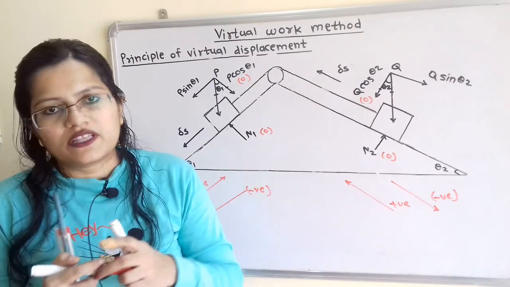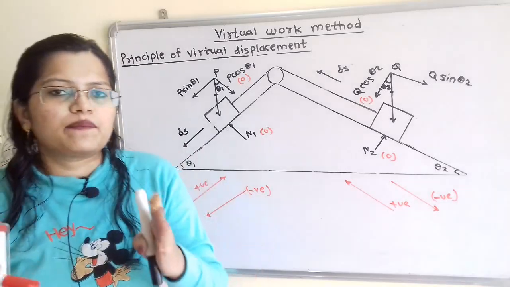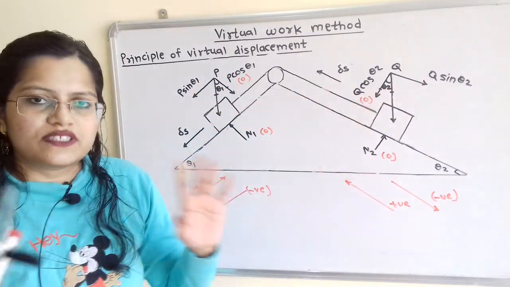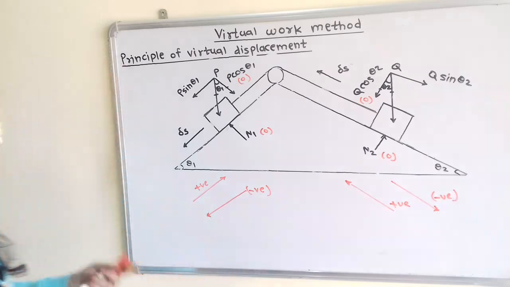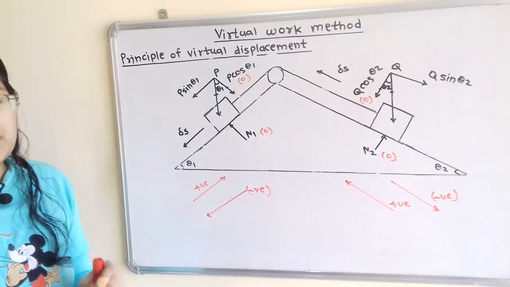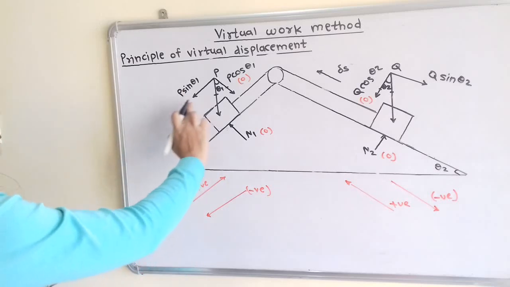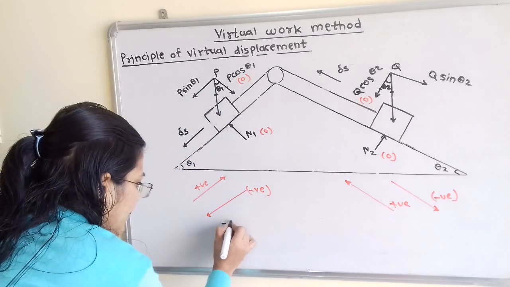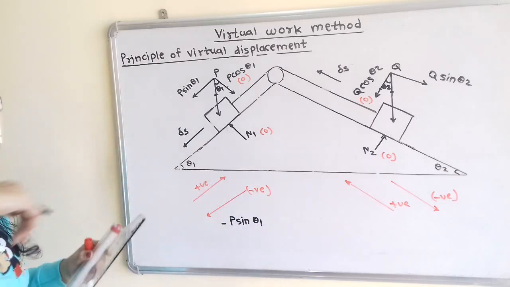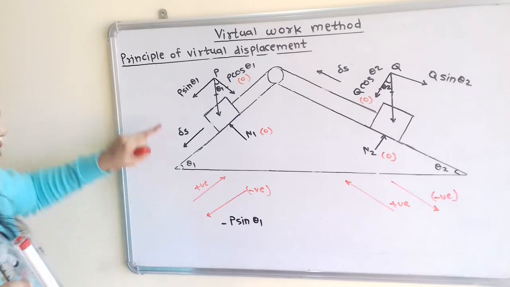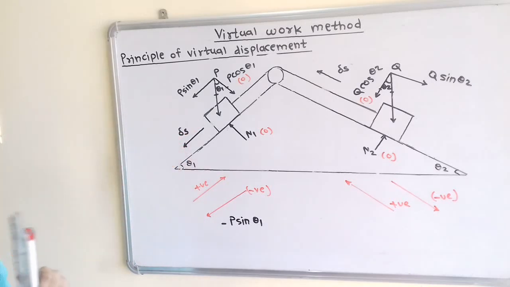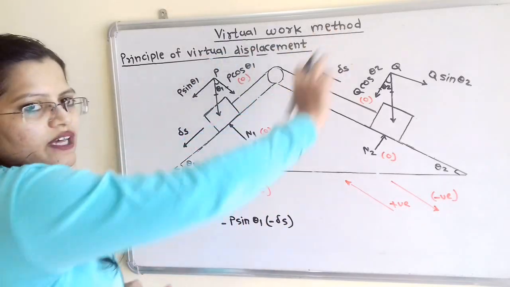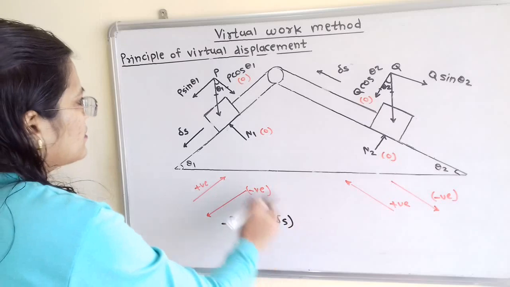Now we will apply the virtual work method. Virtual work method means what? Force multiplied by displacement. Now if we observe, for perpendicular components it is force multiplied by 0, which is 0, so we are not going to mention this. We will only mention the parallel components, and we will consider this sign convention. So here is P sin theta 1. The direction is downward, so we will take the negative sign: minus P sin theta 1. For the displacement also we will use the same sign convention. The direction is downward, so we will take minus delta S. Here we have to write by the virtual work method. We are going to write this statement. So this is the first component.